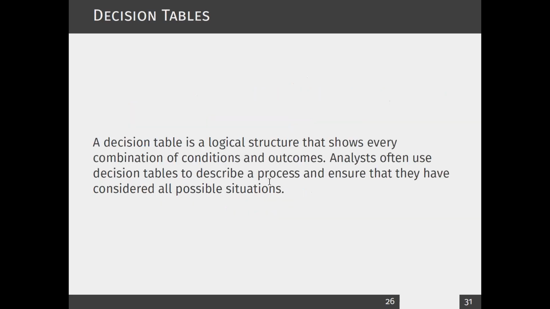Now let's look at the second one, which is called the decision table. A decision table is a logical structure and it shows all possible combinations of conditions and outcomes. We sometimes say actions, right? Analysts can use the decision table to describe the process and cover all possible combinations. That is what a decision table performs. Let's look at an example.